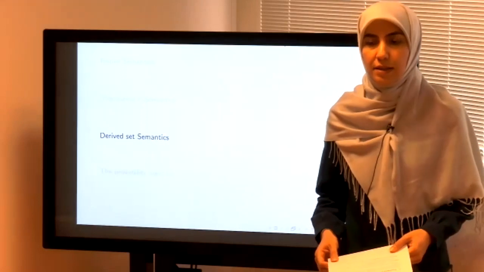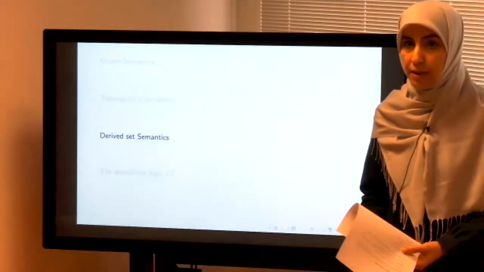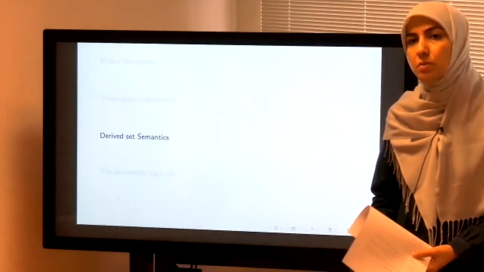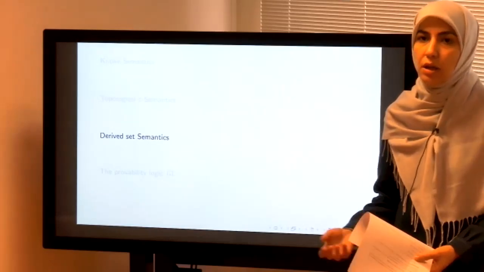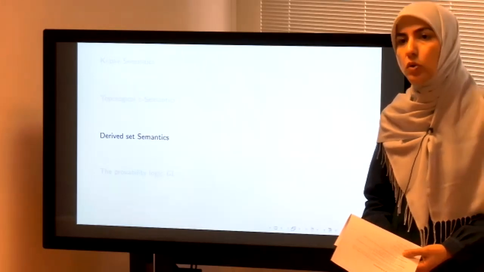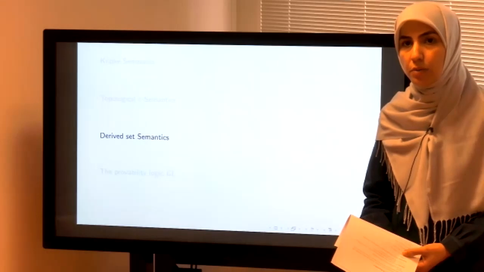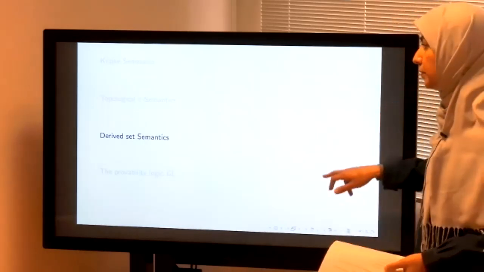Okay, let us start the second part. Till now, we studied the c-semantics of modal logic, the semantics in which we interpret the modal operator diamond as the closure operator. Now we're going to talk about the derivative semantics or d-semantics, where the topological modal operator diamond is interpreted as the derived-set operator.